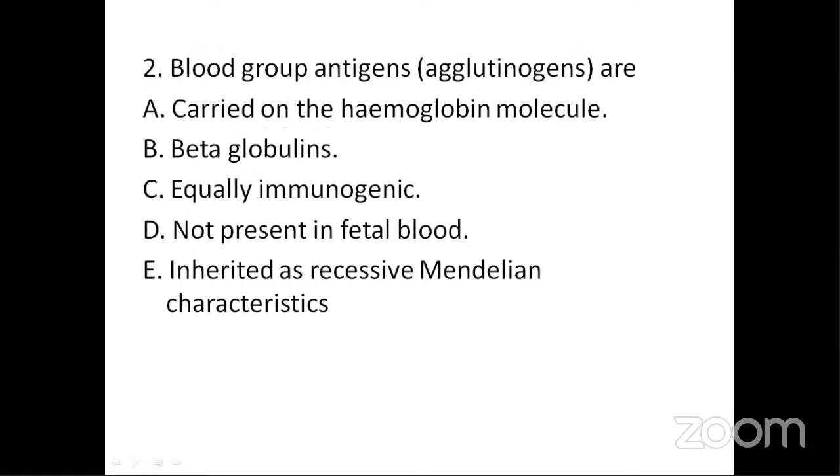Next. Blood group antigens, that is agglutinogens, are carried on the hemoglobin molecule, beta globulins, equally immunogenic, not present in fetal blood, inherited as recessive Mendelian characters. I repeat the question. Which is true among the following and which is false?